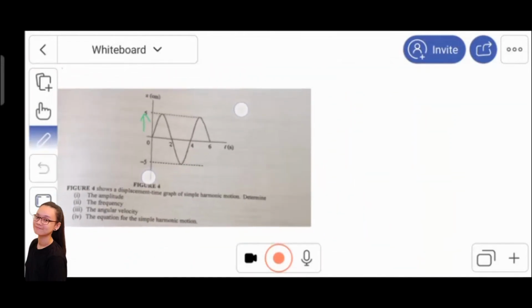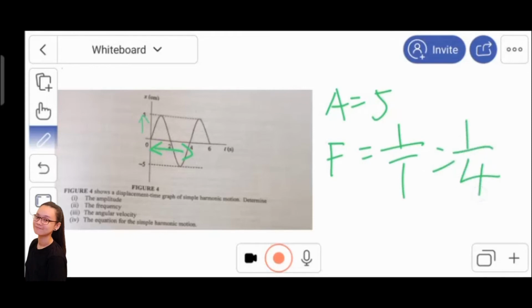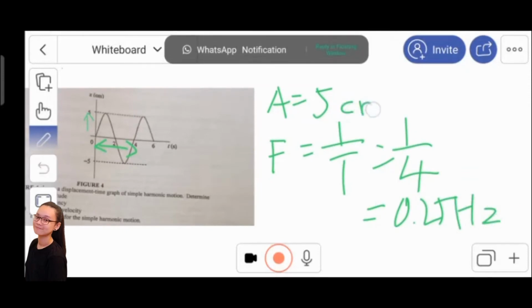So our amplitude is 5. Next, the frequency. The frequency has a formula: 1 over period. We can get the period from our graph right here. A complete sine curve is 4. So it's equal to 1 over 4, which equals 0.25 Hertz. Don't forget to write the unit here also, cm.